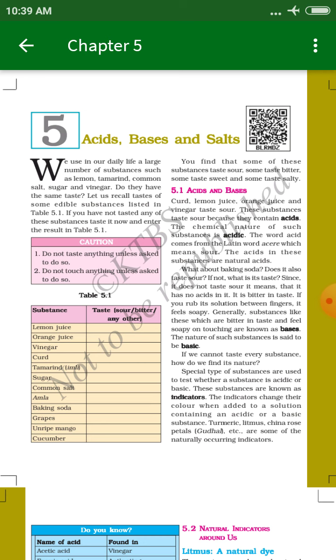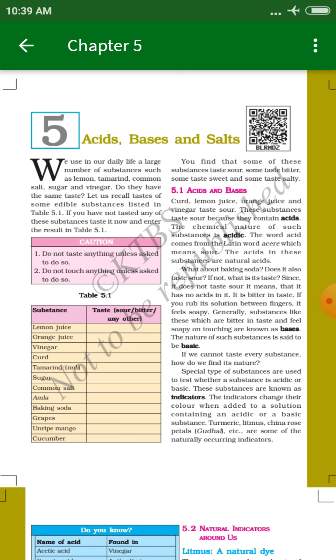This is the fifth chapter in your science book, that is acids, bases, and salts. We use a large number of substances in our daily life, such as lemon, tamarind, common salt, sugar, and vinegar. Do they have the same taste? No. If you have not tasted any of these substances, taste them now.